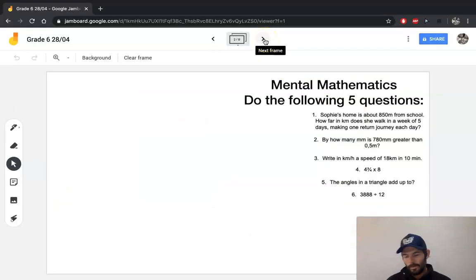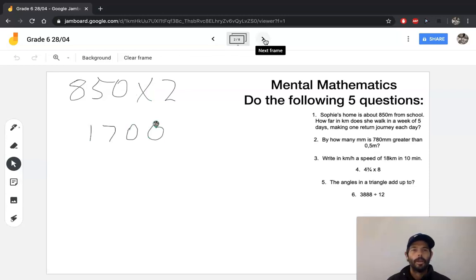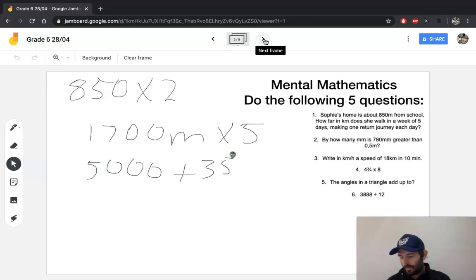Look at number 1. So if Sophie lives 850 meters from school and she makes one return journey each day, then each day she must be walking 850 meters times 2, which is 1,700 meters. Okay, and if she does that for 5 days, I must multiply that by 5 days. 1,000 times 5 is 5,000. 700 times 5 is 3,500, and that gives me 8,500 meters. And if you wanted to put that into kilometers, 8.5 kilometers.